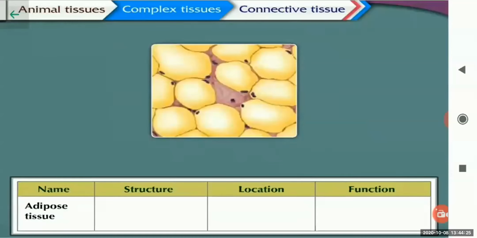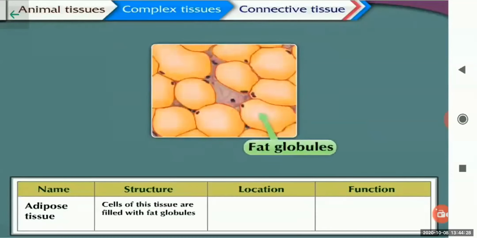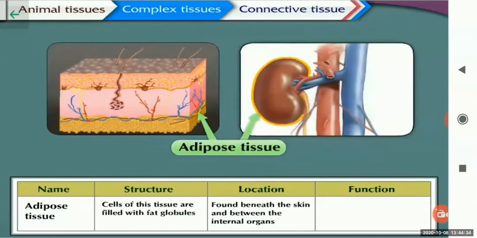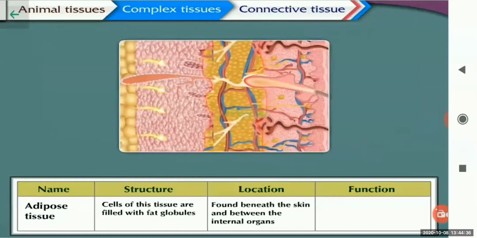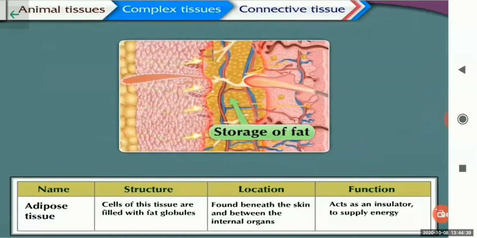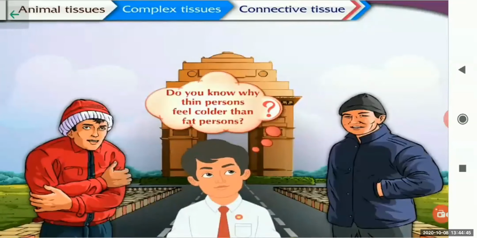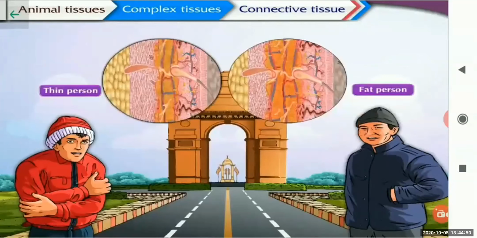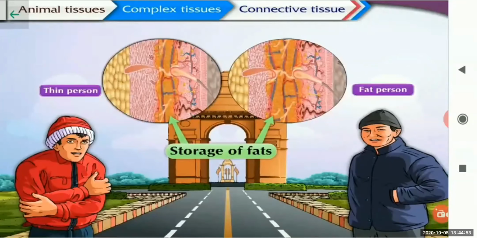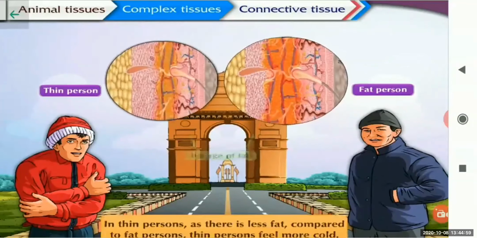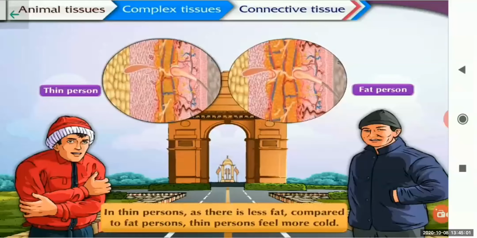Adipose tissue. The cells in this tissue are filled with fat globules. This tissue is found beneath the skin and between the internal organs. Due to the storage of fat, it acts as an insulator and provides energy. Do you know why thin persons feel colder than fat persons? In fat persons, there is more storage of fat compared to thin persons. Due to more storage of fats, there is more insulation. In thin persons, as there is less fat compared to fat persons, thin persons feel more cold.